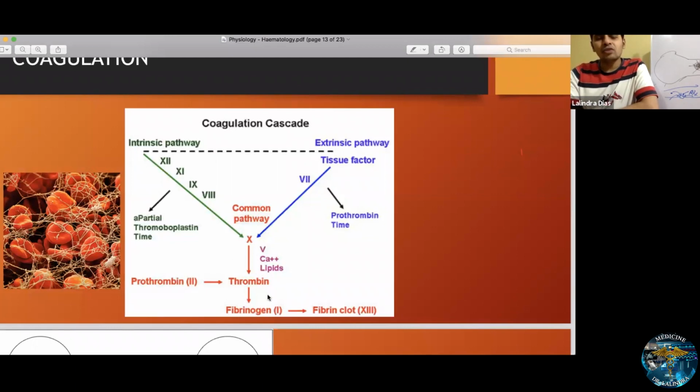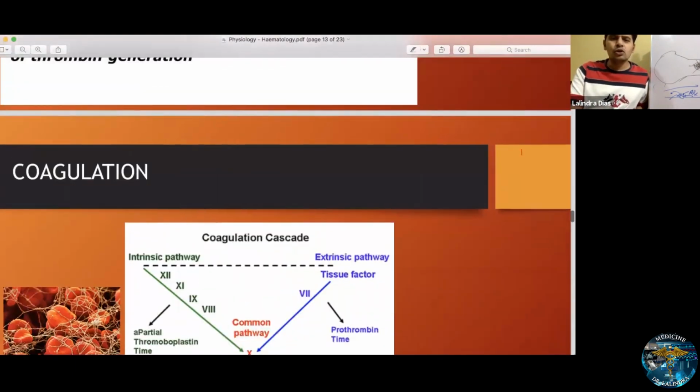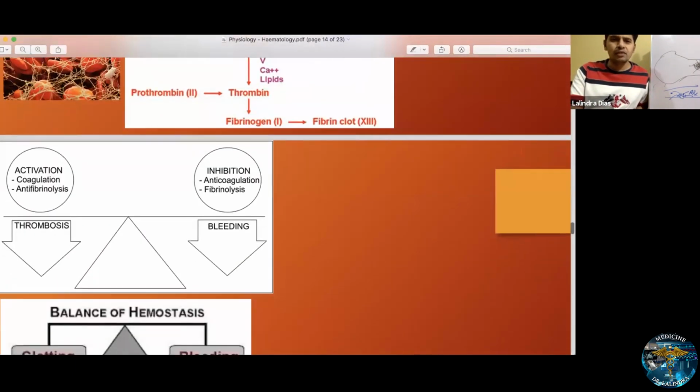And in the common pathway, with the help of factor 5 and also calcium and lipids, the prothrombin is converted to thrombin. And what is the action of thrombin? That will make your fibrinogen into fibrin clot, the final fibrin clot, which is factor 13. Okay. So that is about the clotting cascade or coagulation pathway.